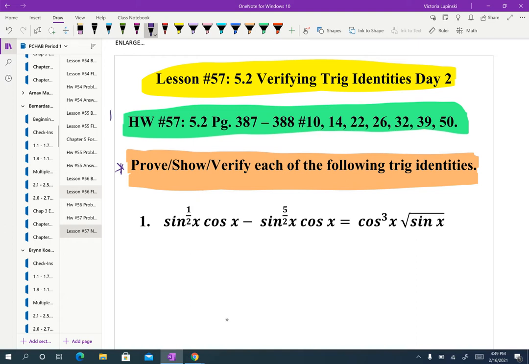Notice here in green, I have for you homework 57 problems listed. So just make sure you go ahead and jot those down. I didn't make you a worksheet for today since it's only 3 problems. I figured you could just as easily copy those in your notebook.